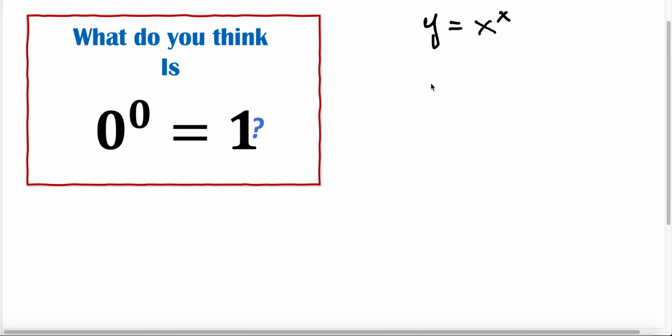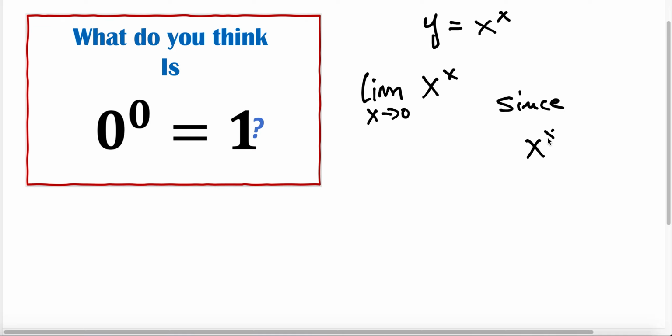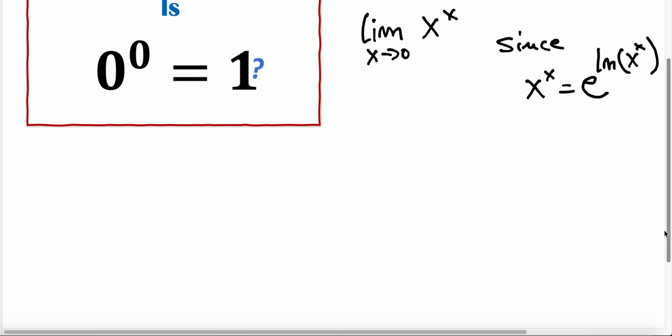And let me take the limit here and see does this have a limit at 0. The limit as x approaches 0 of x in exponent x. Since x in exponent x we can write in a different form, e in exponent ln x in exponent x. I will write in this form because it's much easier to evaluate the limit.